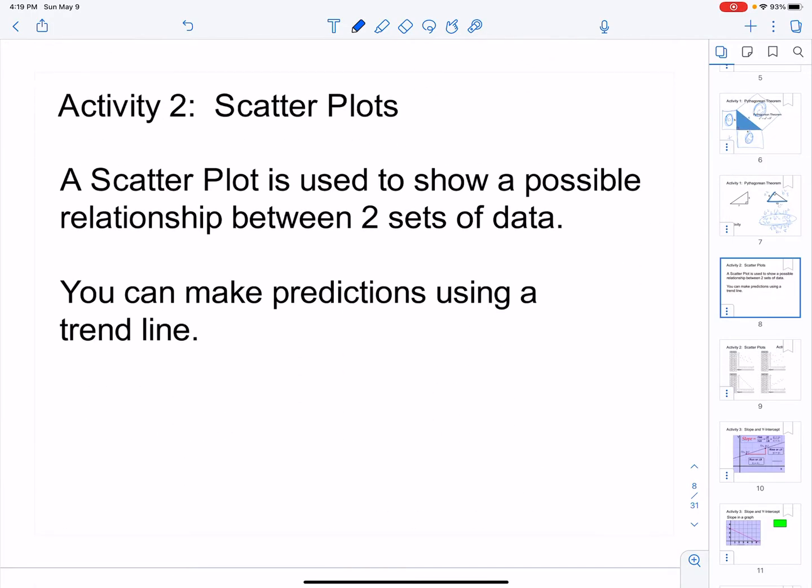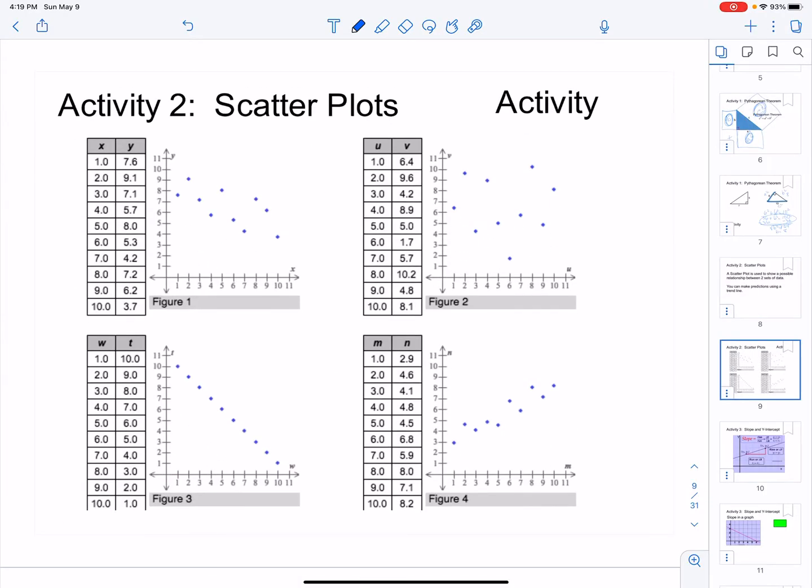Scatter plots. You need to remember scatter plots are used to show a possible relationship between two sets of data. So here are some example scatter plots. If you'll notice in this first one, there is a general downward trend. So we would say that it's a negative slope or a negative correlation. This one is a strong negative correlation. This one has a positive correlation. And this one has no correlation. It's all over the place.